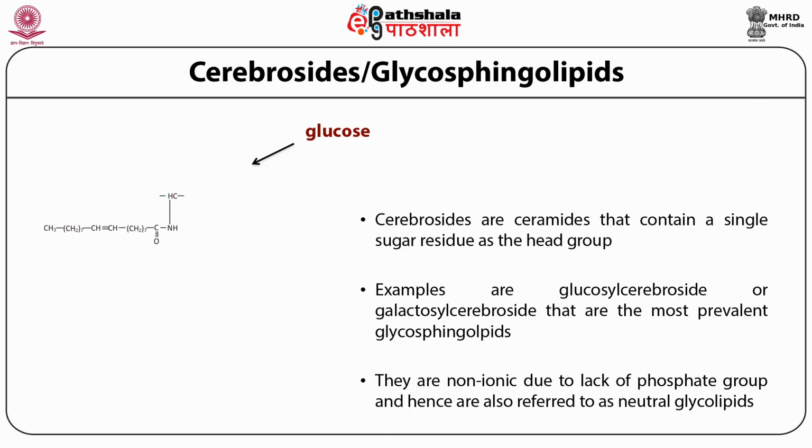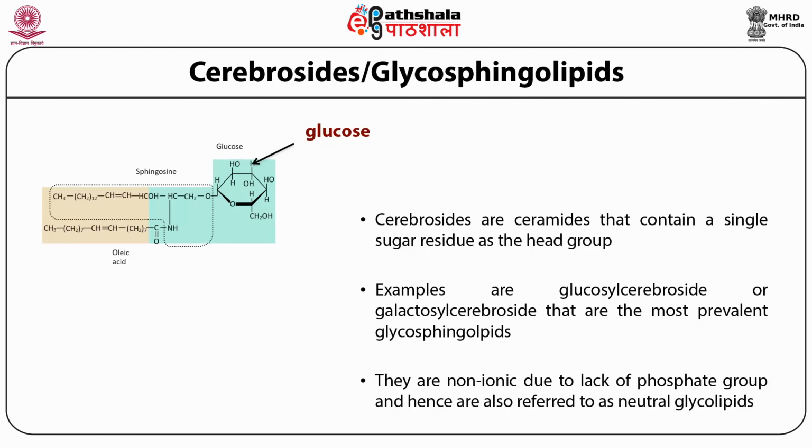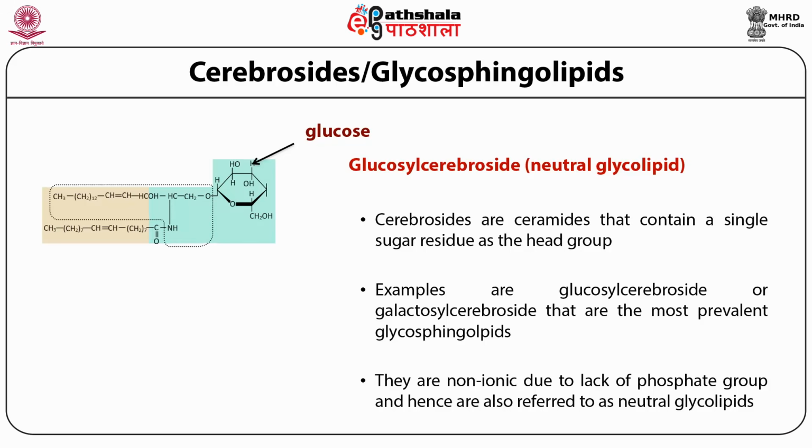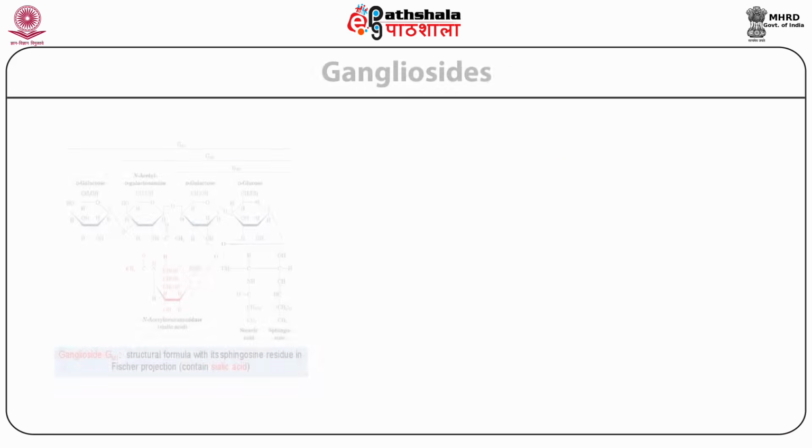These cerebrosides are non-ionic because they do not contain a phosphate group and hence are also referred to as neutral glycolipids. Glycosphingolipids or cerebrosides can have either glucose or galactose, but at a given time, they will only have one sugar residue attached to the sphingosine backbone.